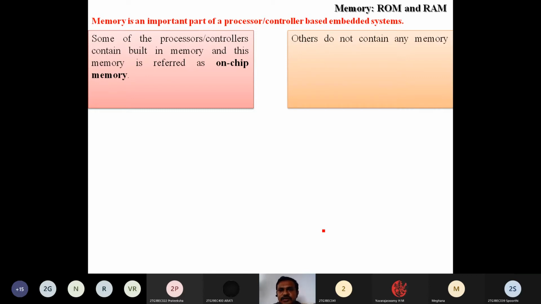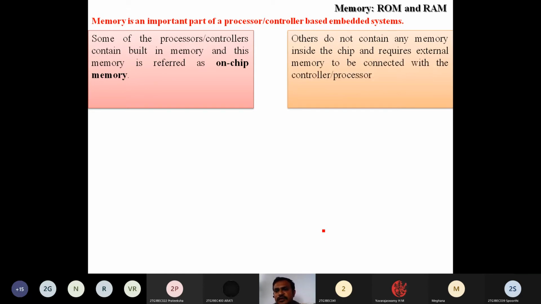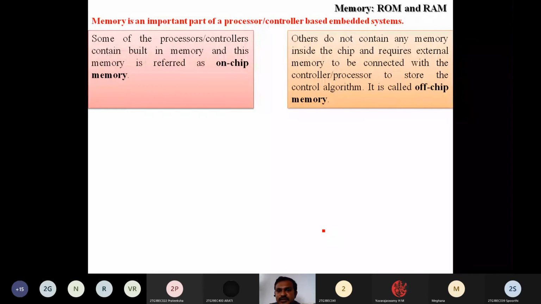Others do not contain any memory inside the chip and require external memory to be connected with the controller or the processor to store the control algorithm, or you may say the data. So it is called off-chip memory. So we have on-chip memories, which are inbuilt within the processor, and off-chip, which are outside or external memory connected to the chip.